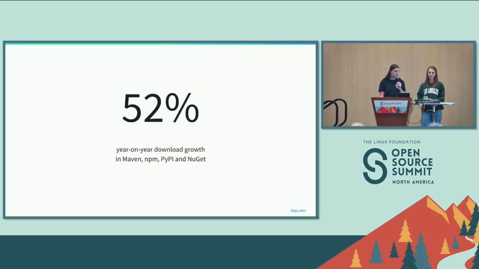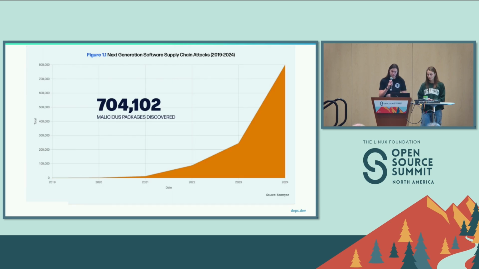So dependence on open source code is growing. According to Sonatype's last year's report, on average, Maven, NPM, PyPI, and NuGet package downloads have increased year over year with 52%. But as our open source package consumption grows, the rate at which malicious packages are discovered is also growing, even faster. So in this talk, we'll examine the fundamental tools through which we can analyze and manage packages.